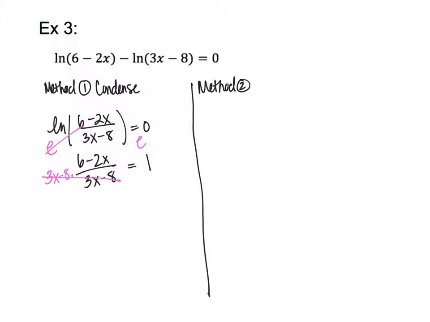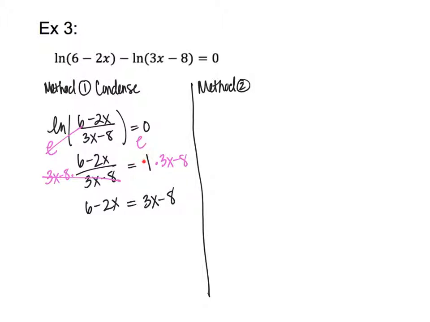So because that will cancel out that side. But I have to multiply this side by 3x minus 8, because anything you do to one side, you got to do it to the other. So the 3x minus 8 canceled on the left-hand side, dropping down a 6 minus 2x. And the other side, well, 1 times anything is just itself. So that's going to be 3x minus 8.